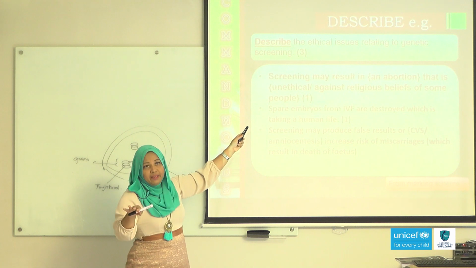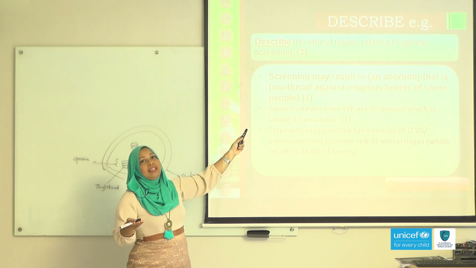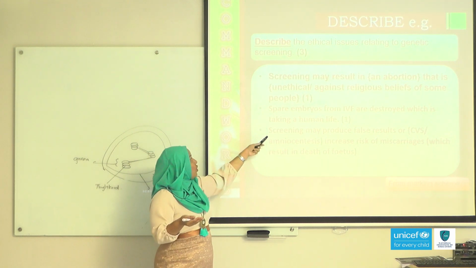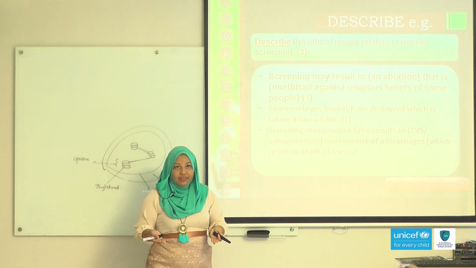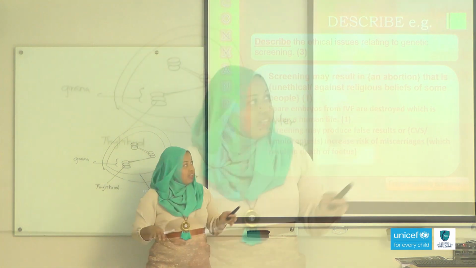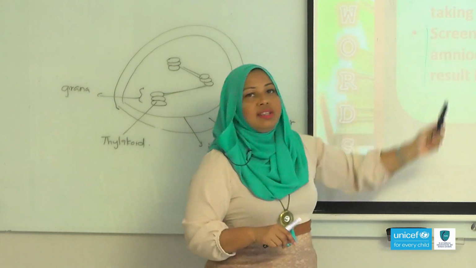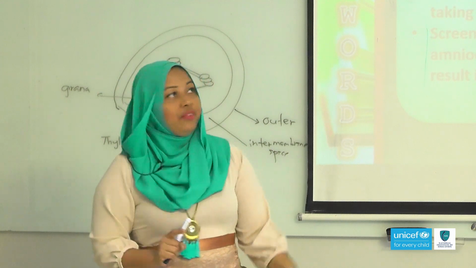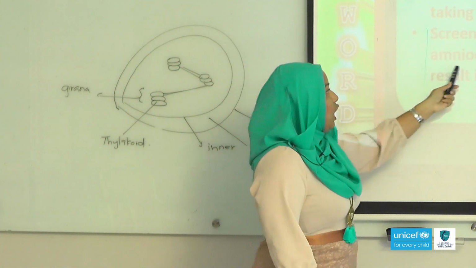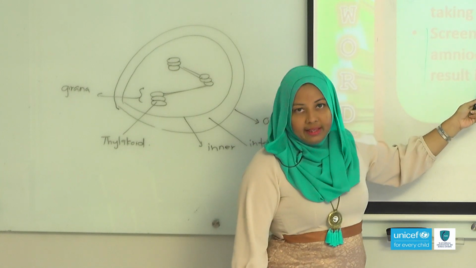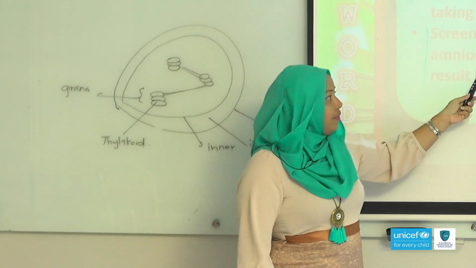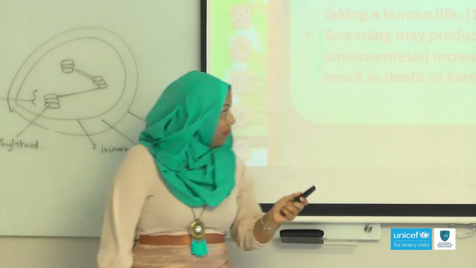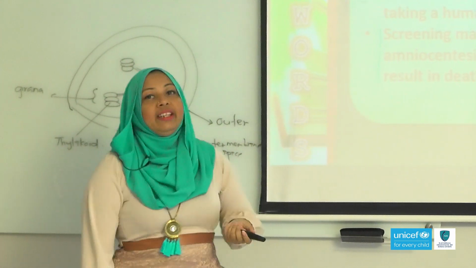You don't have to give an explanation as to why it may result in an abortion. So justifications are not needed. Spare embryos are destroyed, which means taking a human life. Again, no explanation. Screening may produce false results. For some description questions, you have to link it to the process, for example genetic processes such as amniocentesis. This has to be written and linked, otherwise you will not get the mark, which increases the risk of miscarriages and death to the fetuses.